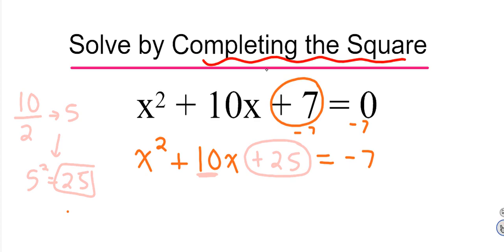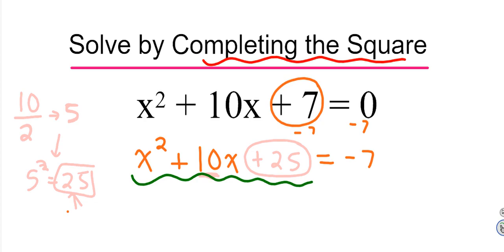All right, so what did we just do? Now I know that you've done completing the square before, but you're going to do the same thing every single time. You're going to take the middle number, divide it by 2, and whatever that number is, you're going to square it. And then that number goes into that box. What we just did was create what's called a perfect square trinomial.